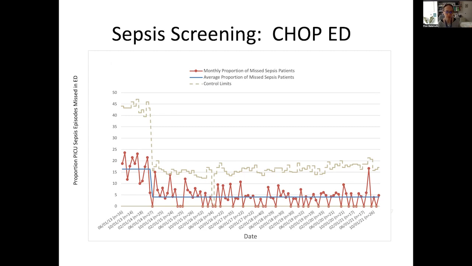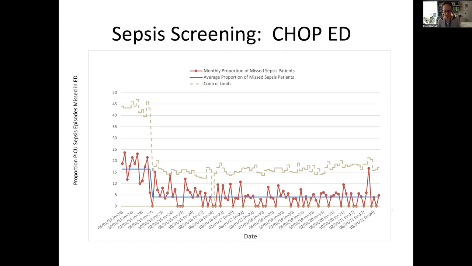And you can see that we improved pretty dramatically our capture rate of patients with sepsis when the alert first went into place, and that we consistently have our miss rate below 5%, which is great. We're pretty happy with this. Although you'll also notice that we really haven't been able to move it below 5%. So there are a lot of months in there where you can see we're at 0 missed cases. So it works quite well, but we have been really unable to get it down to 0.